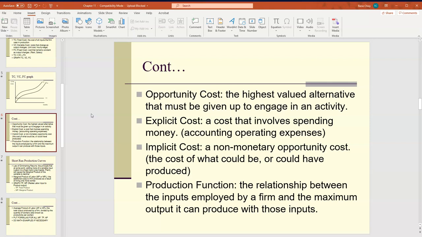So when we're talking about costs in economics, we're not only talking about explicit costs, aka accounting expenses, things that are costing you money, but we're also talking about implicit costs, which sometimes may be non-monetary. A really good example of that is efficiency. Okay, so when we're talking about opportunity costs, the best example is lack of efficiency. So the next thing we need to talk about is what we call the production function.